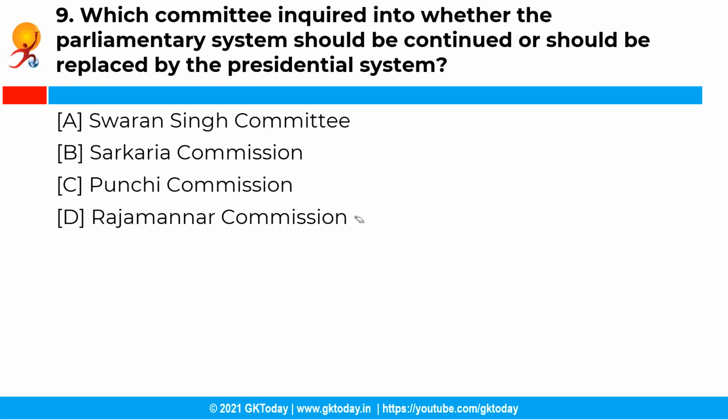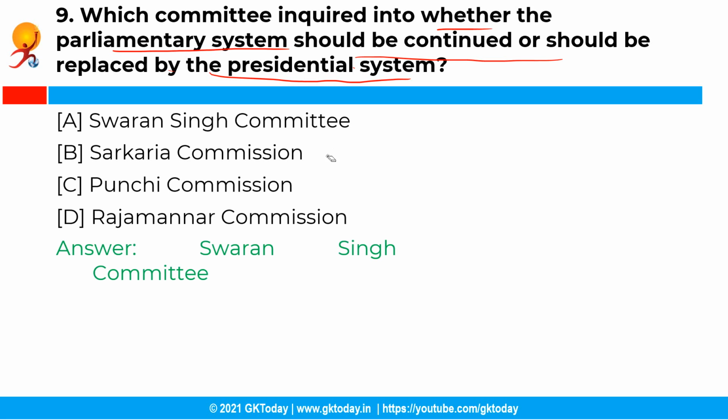The next question is, which committee inquired into whether the parliamentary system should be continued or should be replaced by the presidential system? So you have the following options and the correct answer is option A, that is Swaran Singh Committee. The Swaran Singh Committee, appointed by the Congress government in the year 1975, inquired into whether the parliamentary system should be continued or should be replaced by the presidential system. The committee stated that the parliamentary system has been doing well and there is no need to replace it by the presidential system of government.